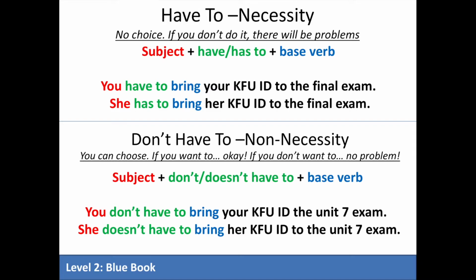Now, to talk about something that's not necessity, but it's strong advice, we use don't have to or doesn't have to. Again, you can choose. If you want to do it, great. If you don't want to do it, there's not a problem. The structure for these statements is as follows. Start with a subject, followed by don't or doesn't have to, then the base verb. You'll remember again that the helping verb, don't and doesn't, is based on the subject of your statement, so you'll need to choose the correct one based on the subject.